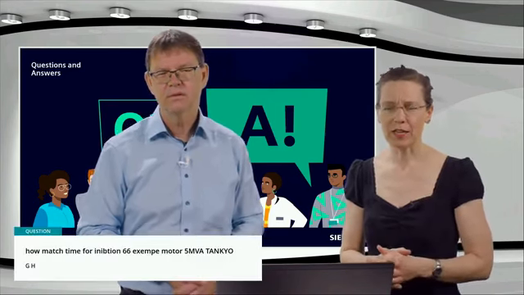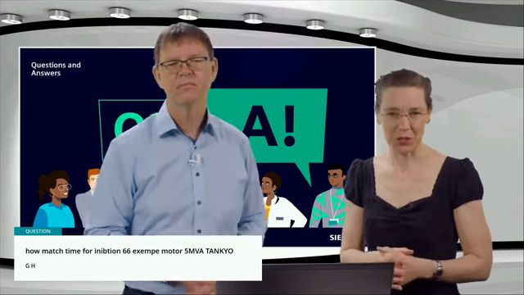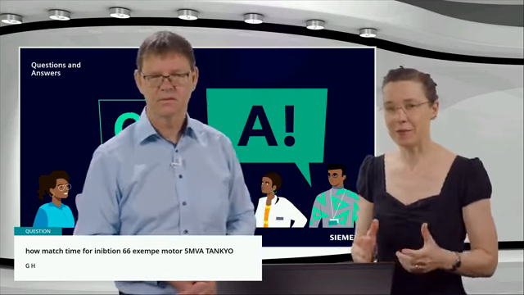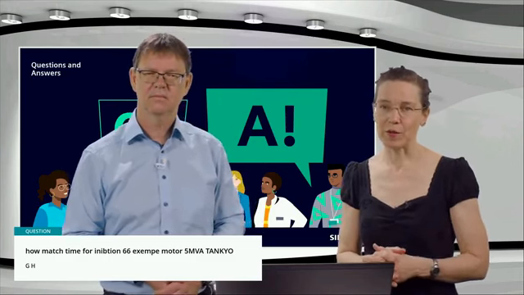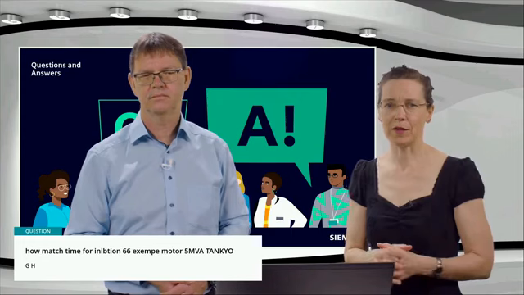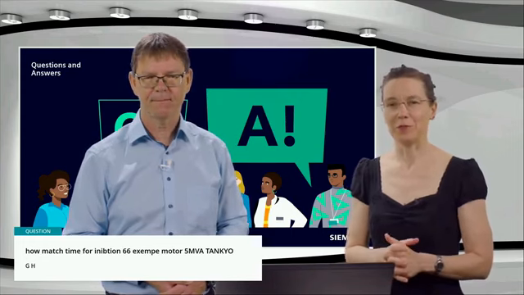The first question from GH: how much time for inhibition? Probably inhibition, the 60 or inhibit 66, the example motor has about 5 megavolt ampere.